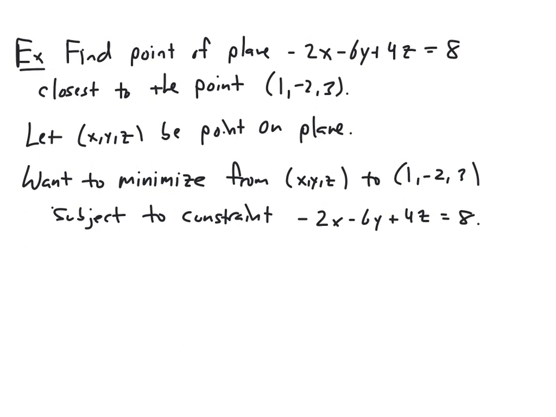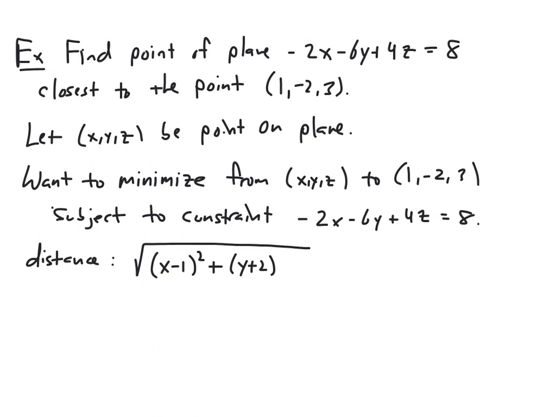Right? And so our function here, the thing we want to minimize, is this distance, and we know how to compute the distance from one point to another. We have the distance formula. So the distance is going to be the square root of x minus 1 quantity squared plus y plus 2 quantity squared plus z minus 3 quantity squared. Right, so this is going to be the function that we want to minimize.